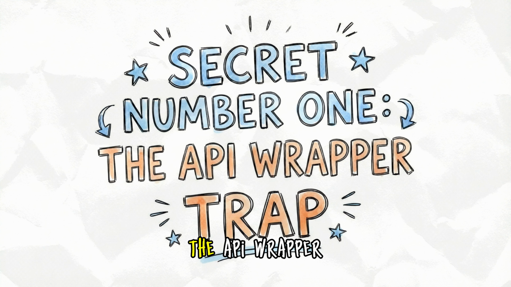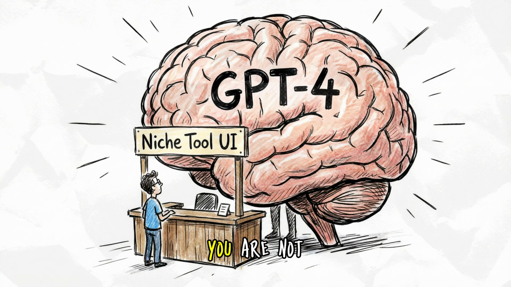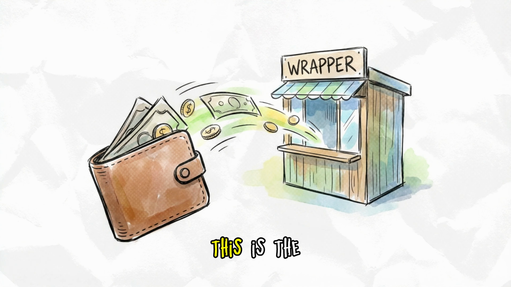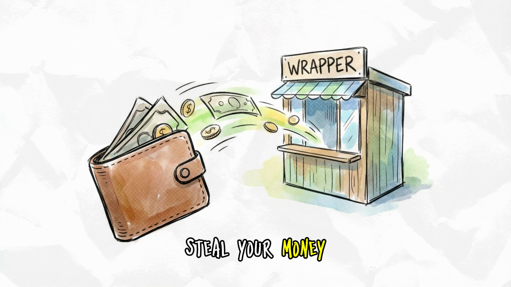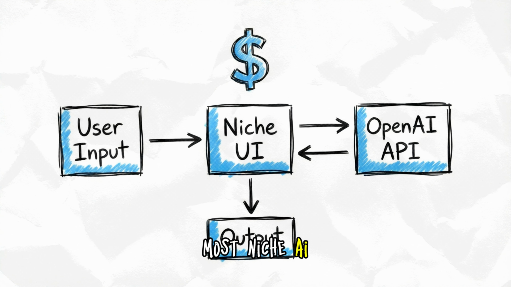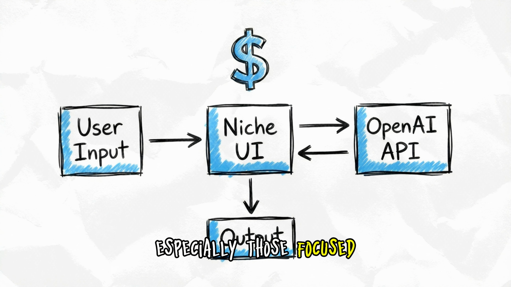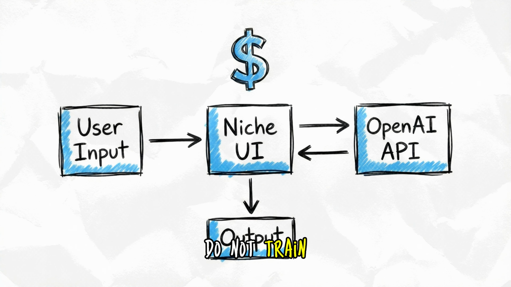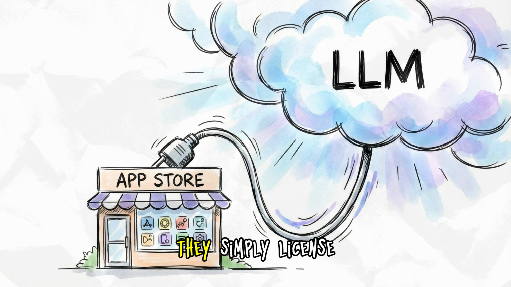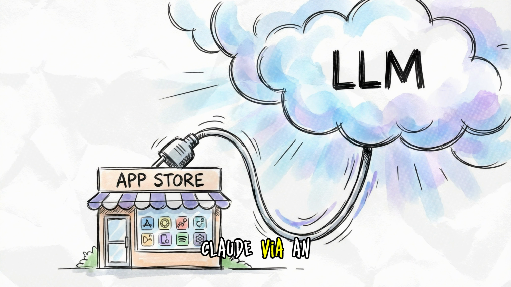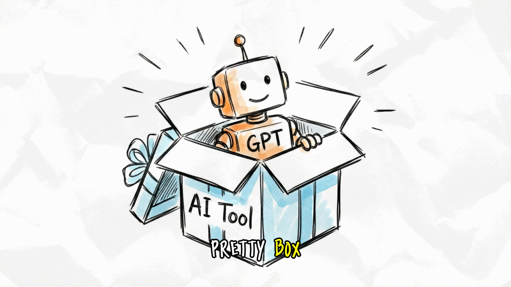Secret number 1, the API wrapper trap. You are not paying for the brain, you're paying for the receptionist. This is the biggest way they steal your money. Most niche AI tools, especially those focused on text or planning, do not train their own large language models. They simply license access to established models like GPT-4 or Claude via an API. They provide the pretty box, but the intelligence comes standard.